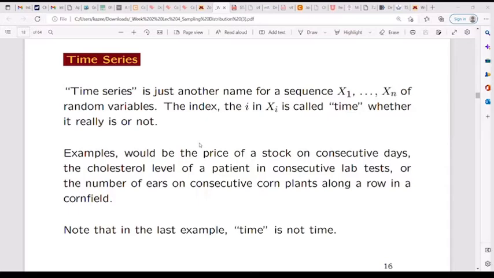Today, I'm going to continue from yesterday's material, and the focus today is going to be on time series. Okay, that is going to be the focus today.